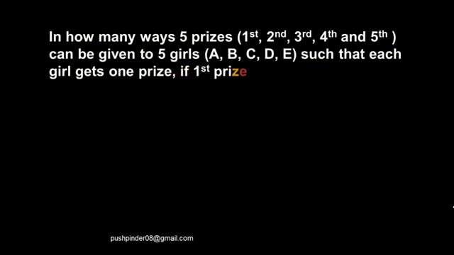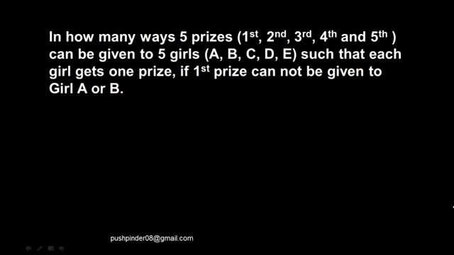In how many ways can 5 prizes be given to 5 girls such that each girl gets 1 prize, if the first prize cannot be given to girl A or B? So I hope everyone is understanding this question. This question is pretty simple. Now, as Preeti asked what if there are conditions in the question, I answered that you have to satisfy the conditions first and then go about with the question. So these are the 5 prizes to be given, prize number 1, 2, 3, 4 and 5, and these are the 5 girls, right?